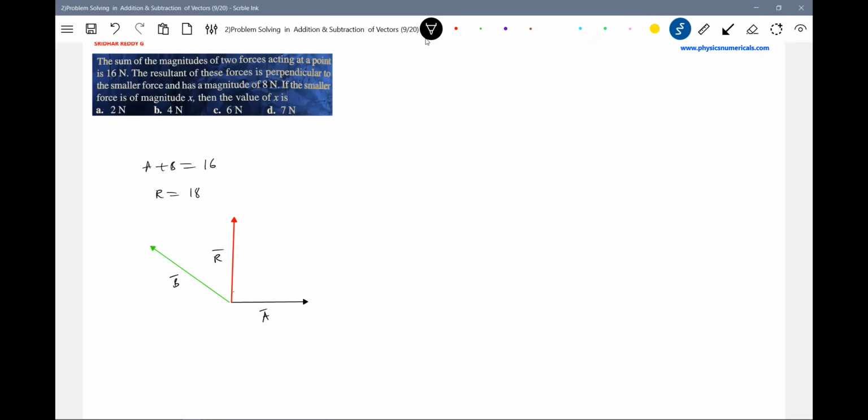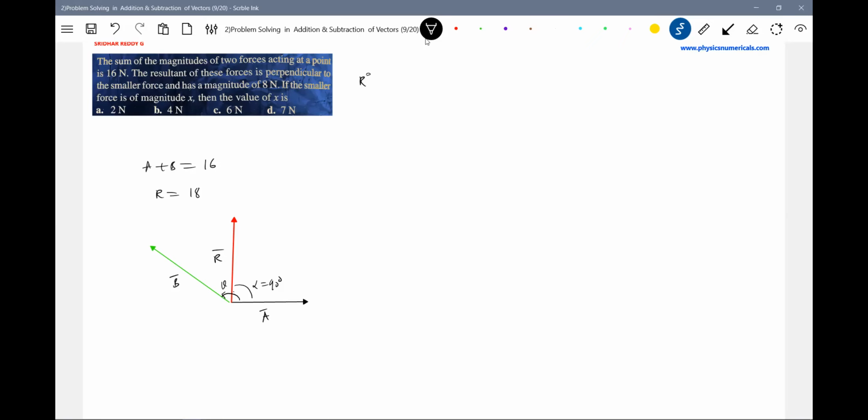Again, the angle between the vectors is theta, and this is alpha, 90 degrees. The same thing is going to help us, the same as the previous problem we did. In a similar way we can proceed here. A plus B is 16. So first we will write the equation.